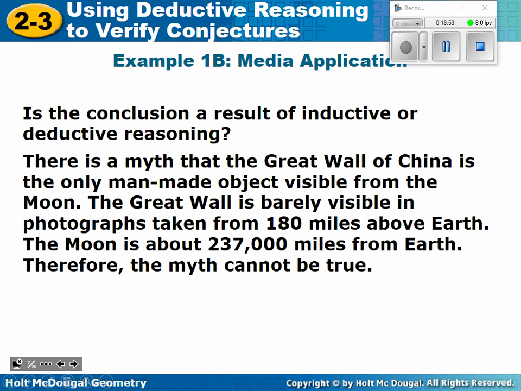Is there a pattern of events or are there written facts? Written facts. These are given facts. There is a picture taken. This is the distance of the moon. Therefore, this is false. So if it is a written fact, a theorem, a definition, a postulate, a given rule, that's deductive. If you had to observe something happening over and over again, then it's inductive. Is that clear?